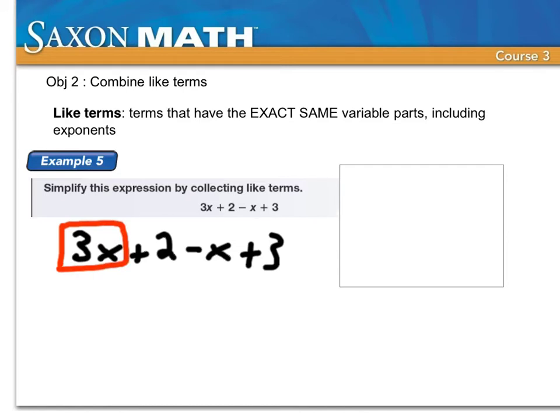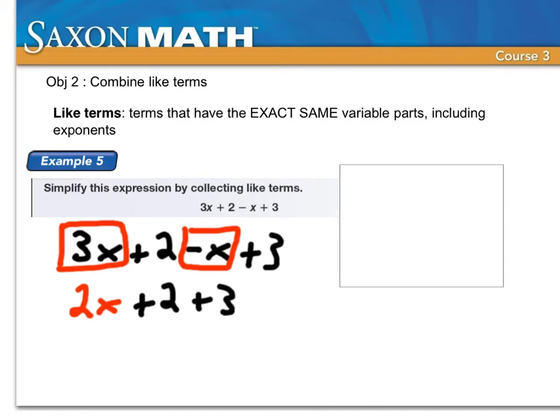So I can combine those. Well, here I got to make sure I keep the negative sign, the sign in front, with it. Okay? And what I'm going to do is combine those terms in the box. Well, 3x minus x. If I have 3 x's and I take away an x, that leaves me with 2 x's. Okay? Now anything that wasn't in the box, I'm going to go ahead and leave the same. So I've got a plus 2 and a plus 3.